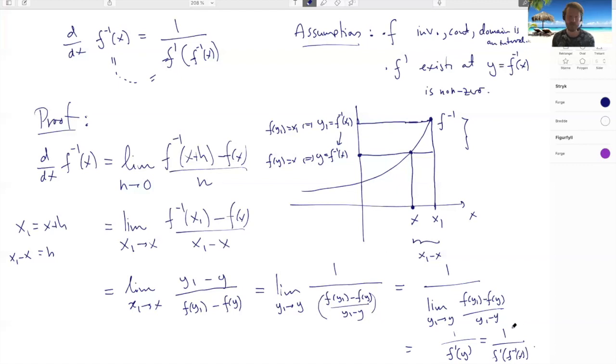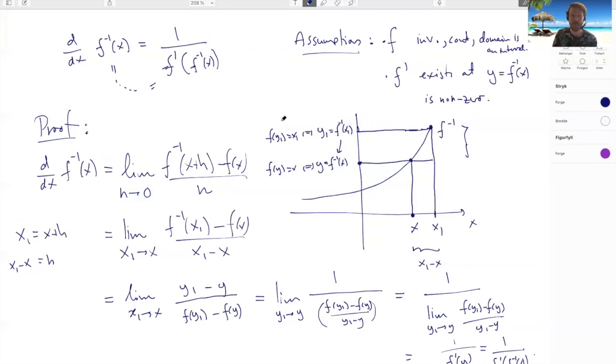And I'm done. Now this proof is perhaps not the worst proof in the universe, but let me just remark that if you want to get a feeling for this formula, then using implicit differentiation is quite nice. But more on that in a later film.